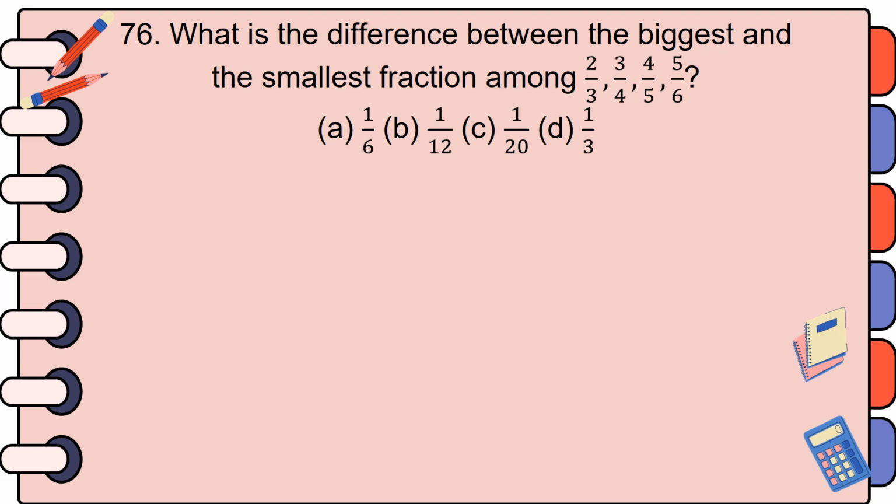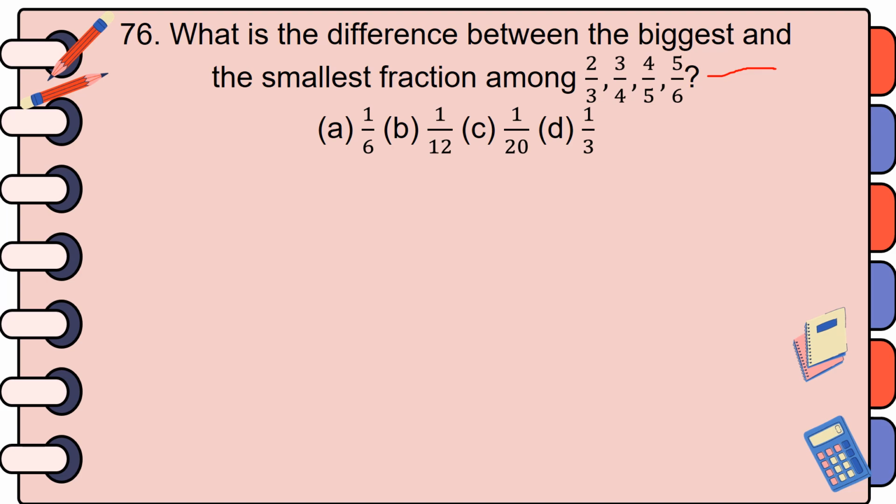Question number 76. Which is the difference between the biggest and the smallest fraction among the fractions 2 over 3, 3 over 4, 4 over 5, and 5 over 6? You are given the fractions here. The fractions are 2 over 3, 3 over 4, 4 over 5 and 5 over 6. And what is required here is to find the difference between the biggest and the smallest fraction.